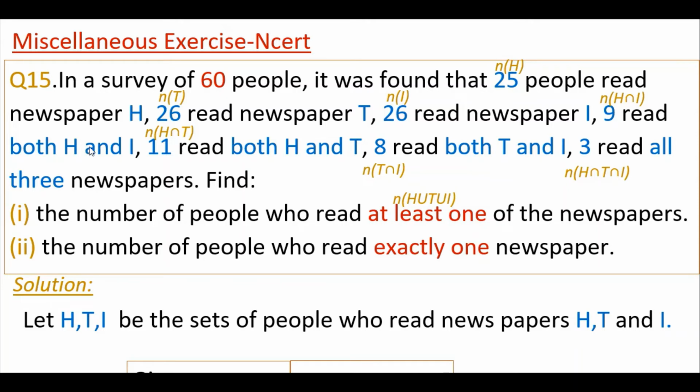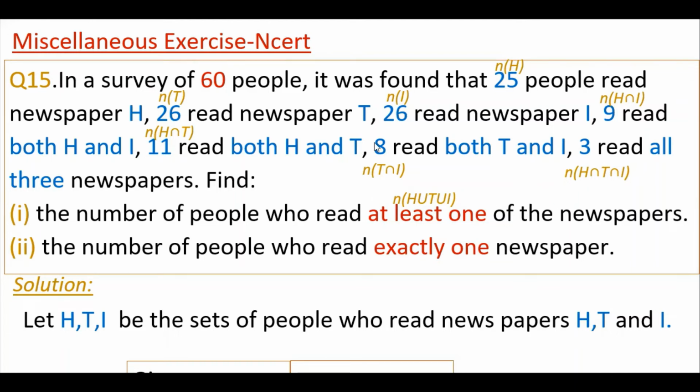And both H and I. So n(H ∩ I) is 9. And both H and T. So n(H ∩ T) is equal to 11. And both T and I. So n(T ∩ I) is 8. And 3 read all 3 newspapers. So n(H ∩ T ∩ I) is equal to 3.